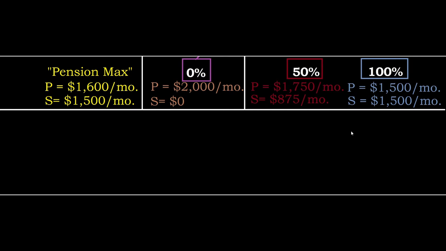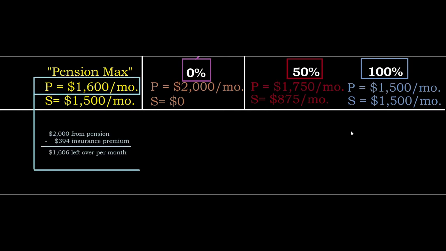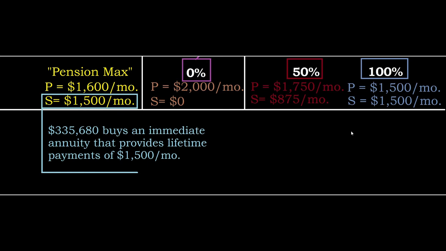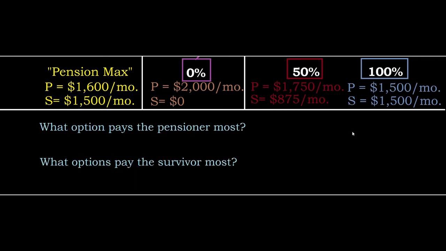In this scenario, the Pension Max delivers $1,600 a month to the pensioner. And remember, this number is the difference of the $2,000 benefit minus his $400 insurance premium. Additionally, the Pension Max promises the survivor $1,500 a month in the event of the pensioner's death. And this was obtained through the use of a $350,000 life policy, which is enough in its death benefit to be able to create the required income stream. So the insurance salesperson's presentation will likely conclude with these sorts of observations.